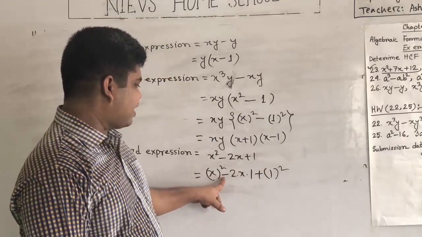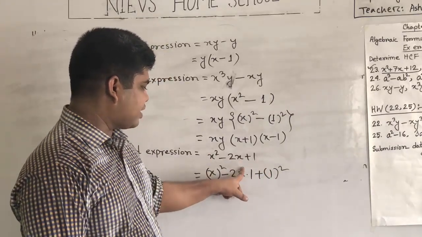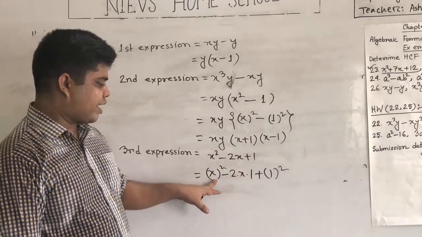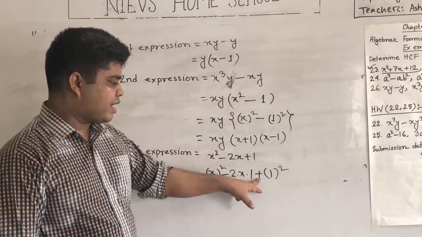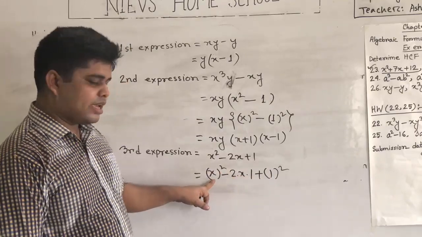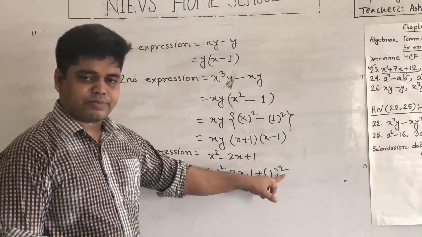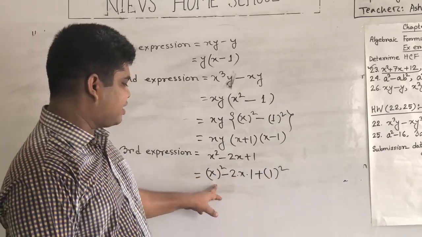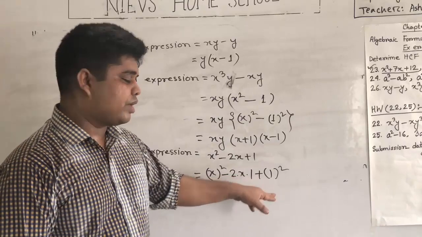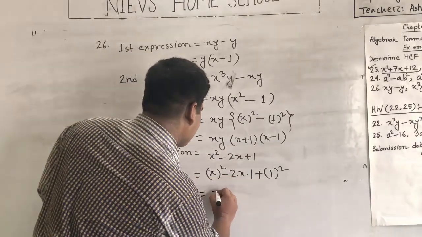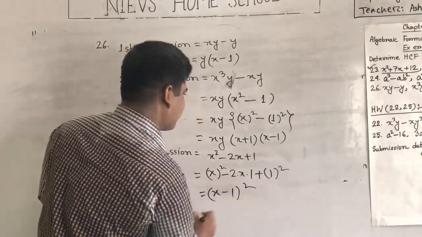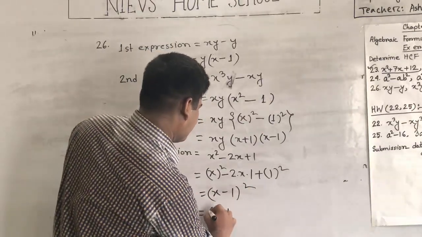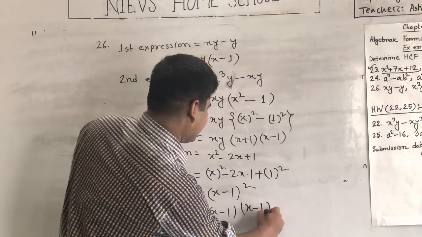Next, minus 2 into x into this 1. So we notice a square minus 2ab plus b square. Here we consider x as a and 1 as b. So we notice a formula is applicable here, which is a minus b whole square. That means we write x minus 1 whole square. So we can write this as x minus 1 and x minus 1.